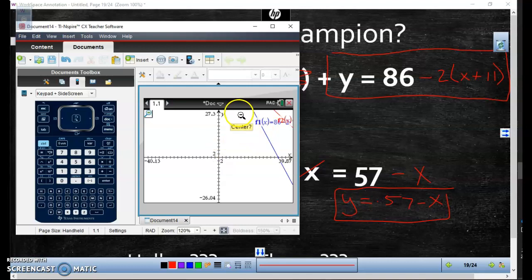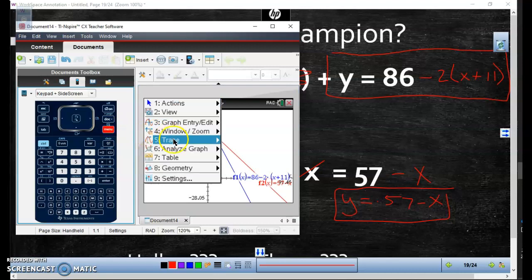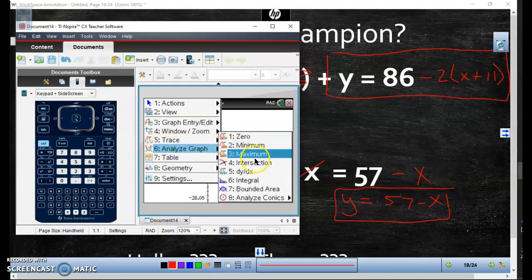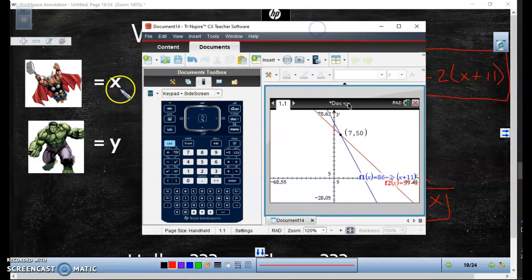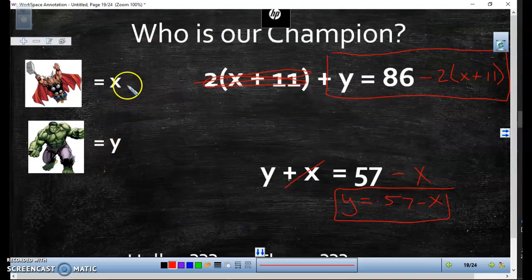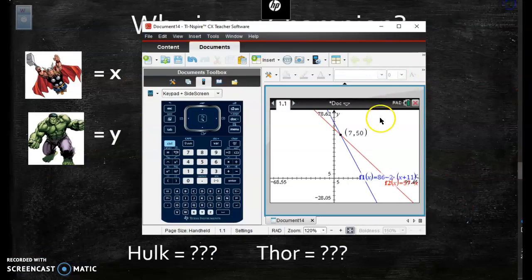Oh, there they go. They come up here, where they're going to touch. Right there is my intersection. Menu 6.4, Analyze Graph, Intersection. Click, slide, click. Here we go. And so let's recheck. Thor equaled x, so Thor was worth 7. And Hulk was worth 50. So x was 7, and y was 50. And so the Hulk is our champ that round.